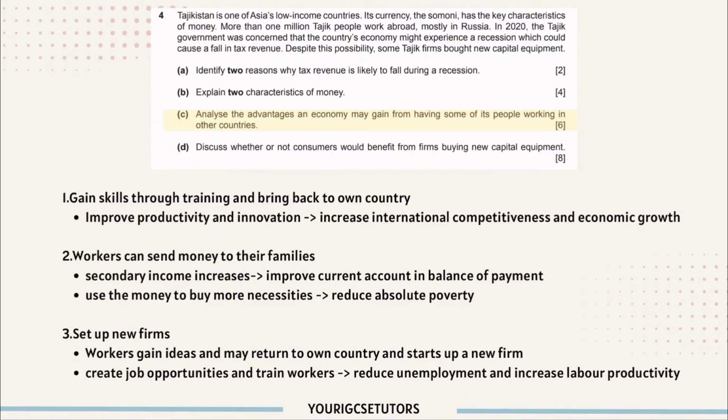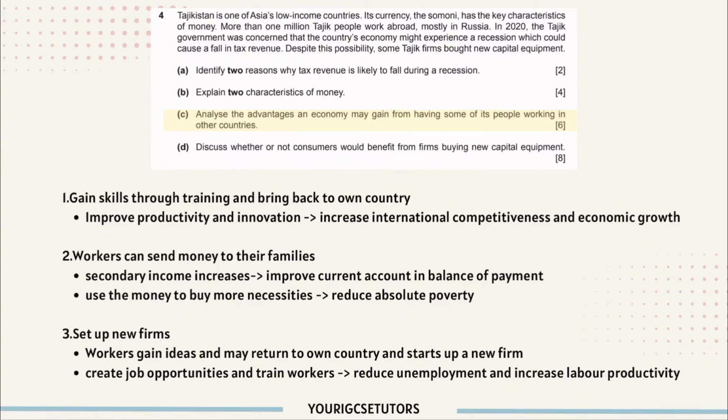For example, Japan has good skills in making cars. So the workers gain the skills and some knowledge. They may come back to Malaysia and communicate with the employers, and they will share their ideas, so they can use their ideas to bring innovation and increase the international competitiveness of the local firm, which increases economic growth also.